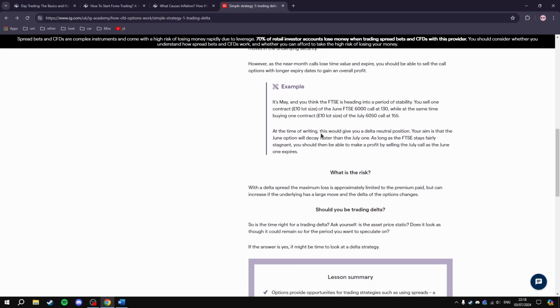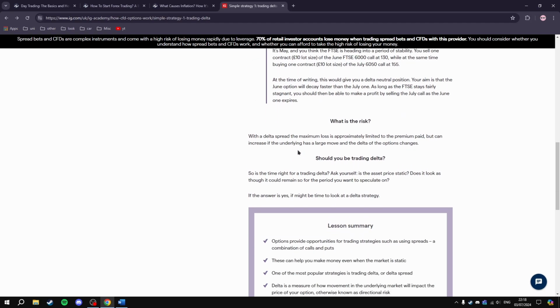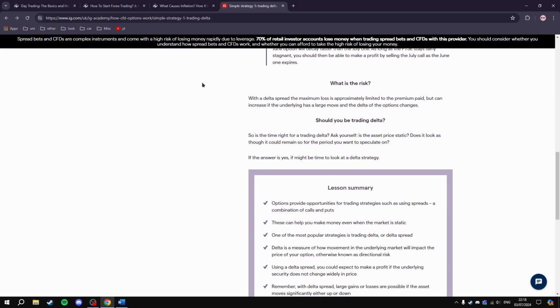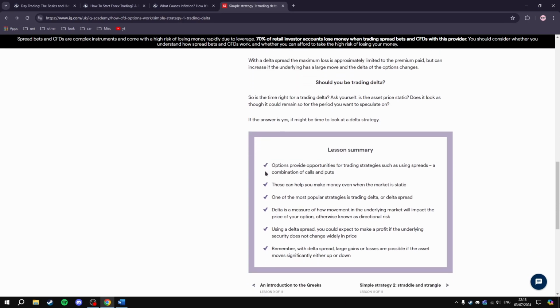I went through an example of that, and what is the risk. For the delta spread, the maximum loss is approximately limited to the premium paid, but can increase if the underlying asset has a large move and the delta of the options changes. So should you be trading delta, ask yourself, is the asset price static? Does it look as though it could remain so for the period you want to speculate on? If the answer is yes, maybe it's time to look at a delta strategy.